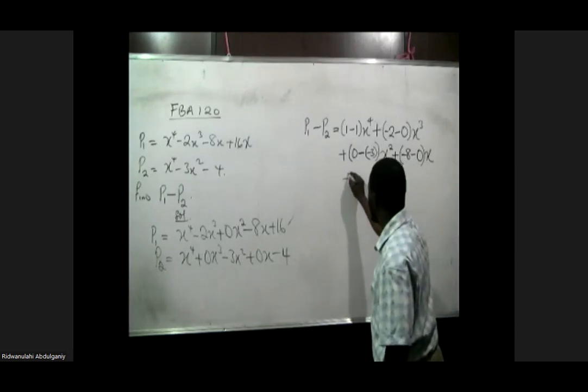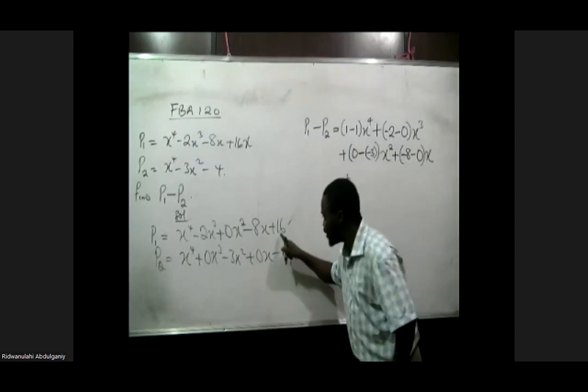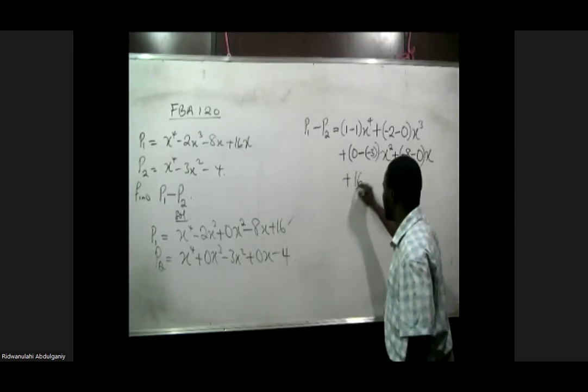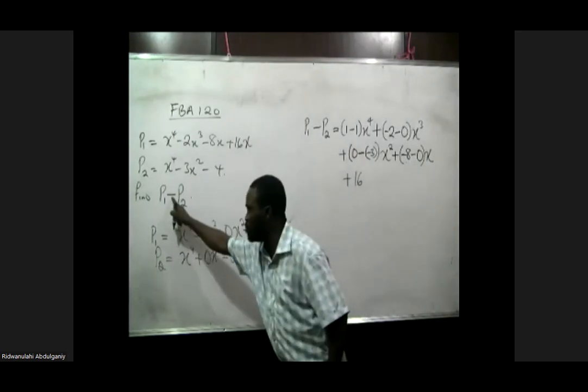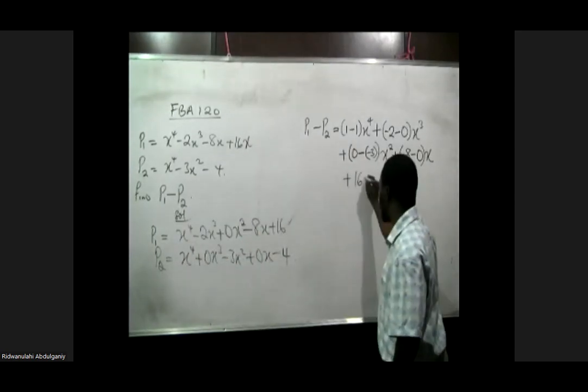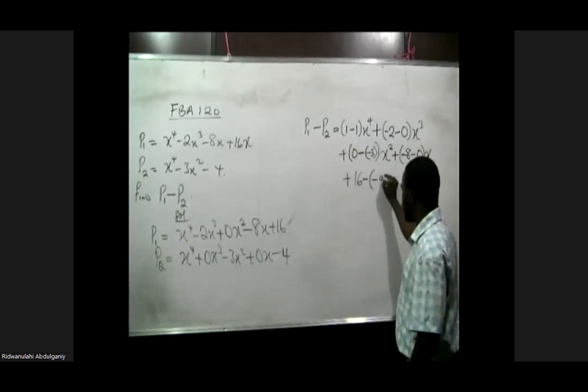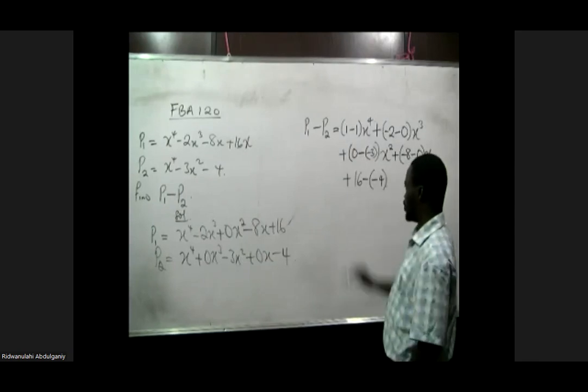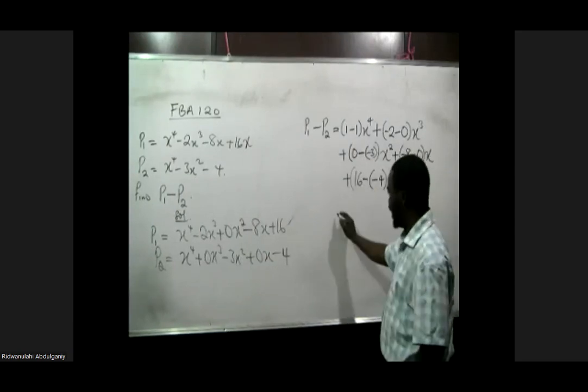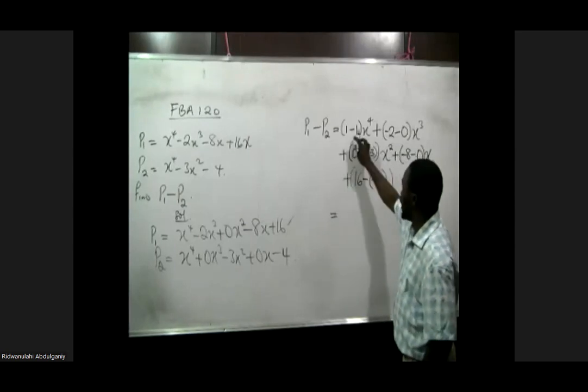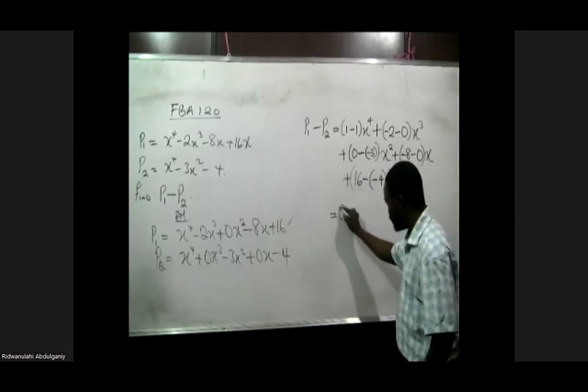Plus, I have 16 as a constant. The sign of the problem is minus. I have minus, then I have minus 4. I have completed what I need to do. Let's now move on. 1 minus 1 is 0.